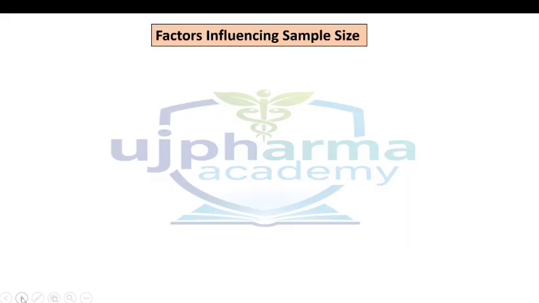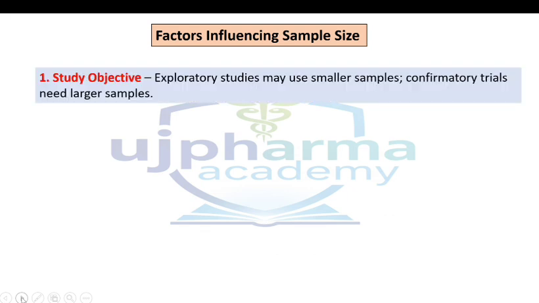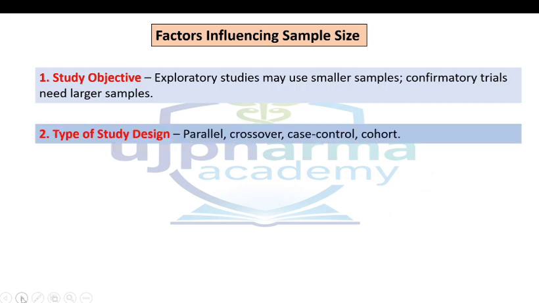What kind of factors influence the sample size? The first one is the study objective. In that, exploratory studies may use smaller samples, and confirmatory trials need large samples. The second one is the type of study design. In that, there are parallel studies, crossover studies, and case-control and cohort studies.